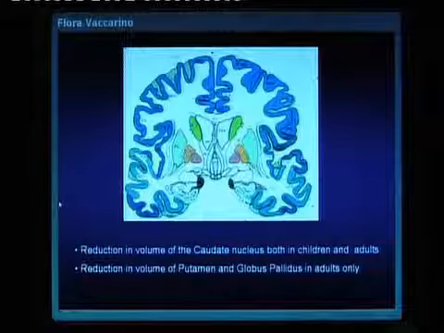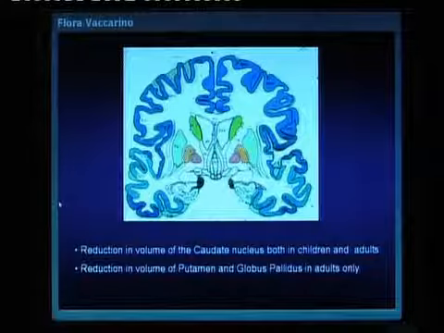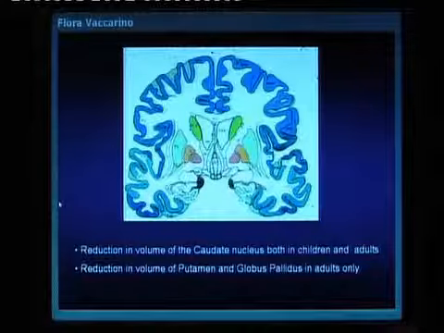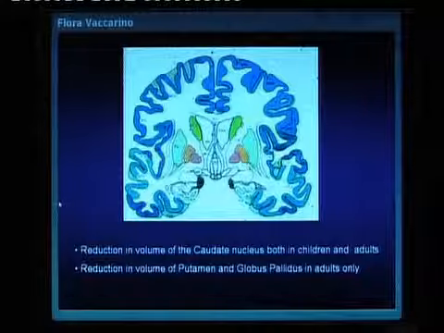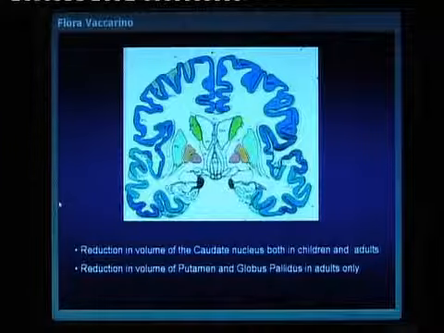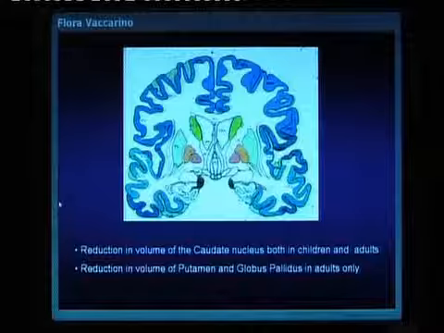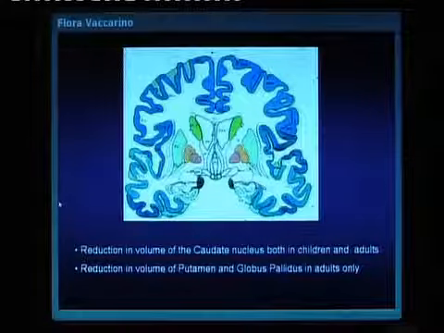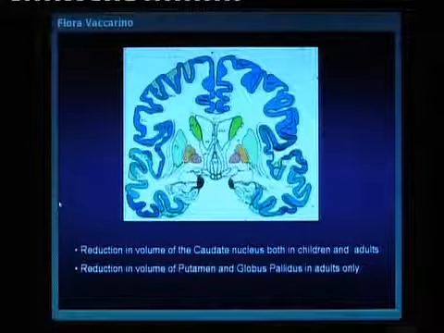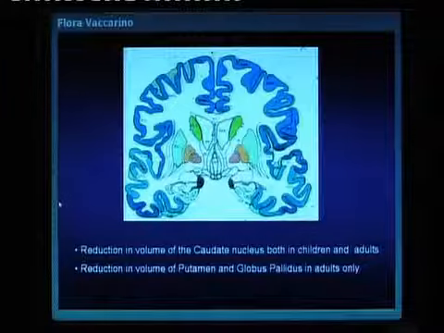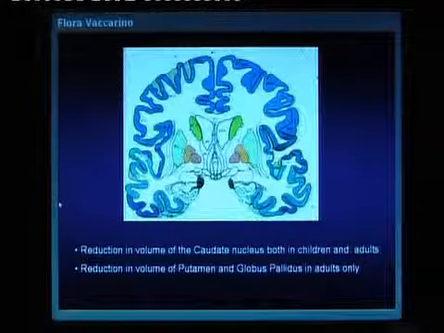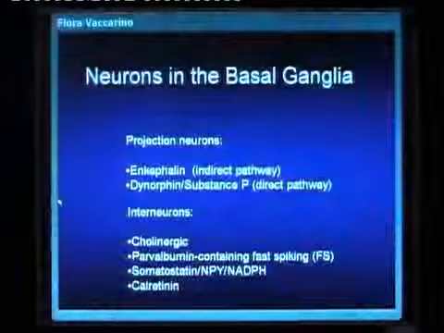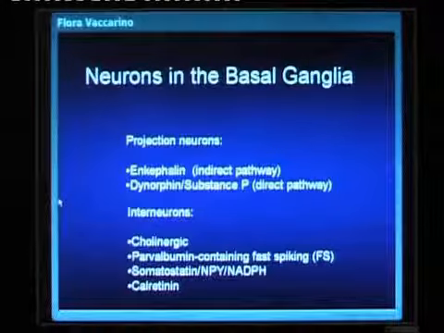These are regions that are sitting very deep in the brain. This is a cross-section of the human brain. You see in green the putamen, and in orange and red the external and internal segment of the globus pallidus. They sit right underneath the cortical mantle. And they contain certain types of neurons.